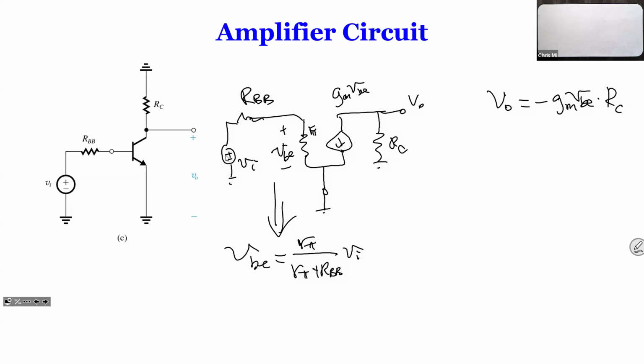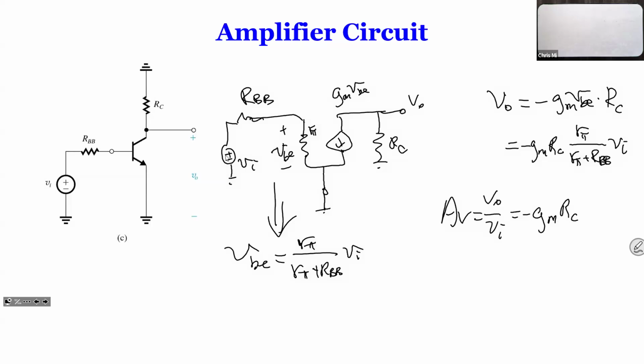Now we're going to plug in VBE to this equation. We get minus GM. We're going to move RC here. And VB is R pi divided by R pi plus RB, times VI. So that's our final expression for our output. From here, we also can get the voltage gain, which is VO over VI equal to minus GM RC times that ratio. So we get the gain.